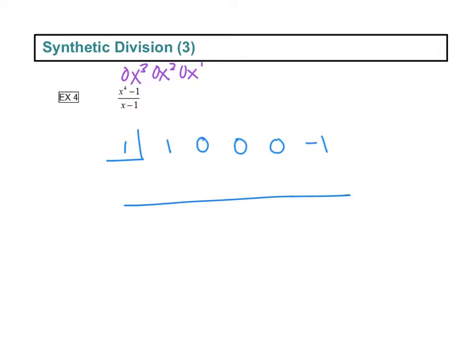Then we draw our line and we can go ahead and add and multiply. So we add down first, that 1 comes there. Then we multiply 1 times 1. 1 times 1 is 1. And then we add down, 0 plus 1 is 1. Multiply to the 1 in the box again and we get 1. Add down, 0 plus 1 is 1. Multiply to the 1 in the box again, and you get 1. Add down, 0 plus 1 is 1. Multiply with the box again, and you get 1 times 1 is 1. You add down, negative 1 plus 1 is 0.